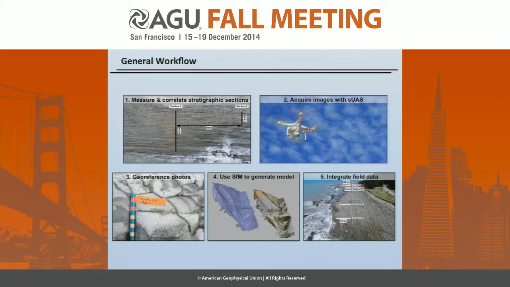The general workflow to study these scales and address the questions that we're asking is first to make observations and measure stratigraphic sections in the field, then to fly the drone over the entire field area and collect imagery. Then we georeference the photos, or document, rather, ground control points, and then models can be built using structure from motion, or SFM. Then finally, the models and the field data can be combined for much better and further interpretations.